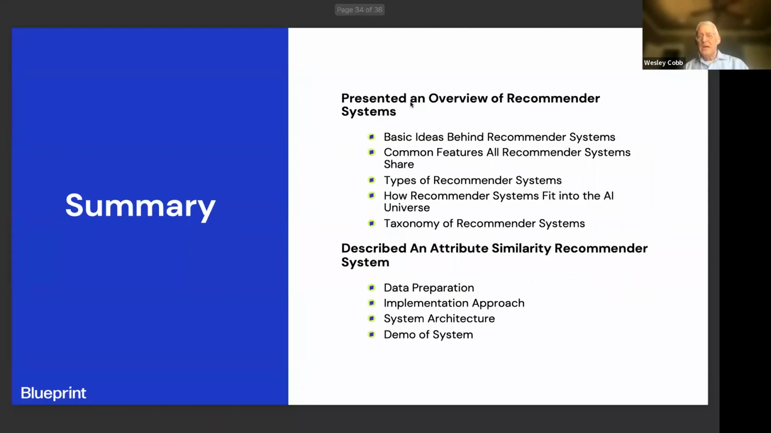But that should give you a feeling at least of what it's like to build one of these systems. All right, so to summarize what we've been through today, we presented an overview of recommender systems and talked about the basic idea behind them, how they rely on data, how they're not giving advertisements, they're giving recommendations. We talked about different kinds of recommender systems, how recommender systems tie into artificial intelligence, and a little taxonomy of them. And then we described in some detail how an attribute similarity system could be built. We talked about preparing the data, how we would go about implementing that, and the system architecture a bit. Then we created and gave a demo of the system.